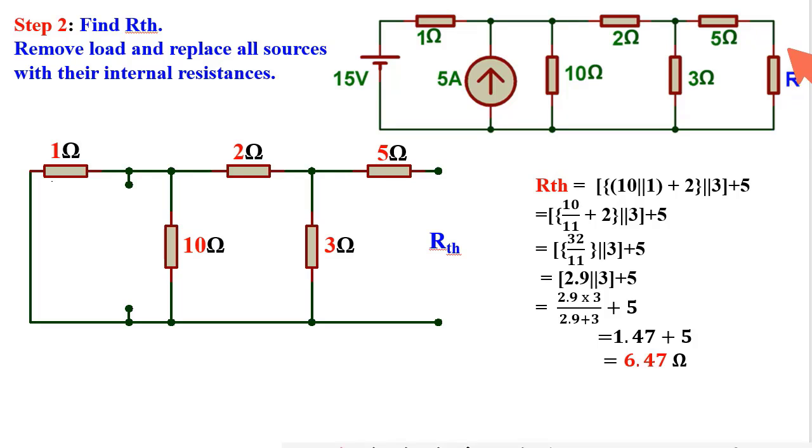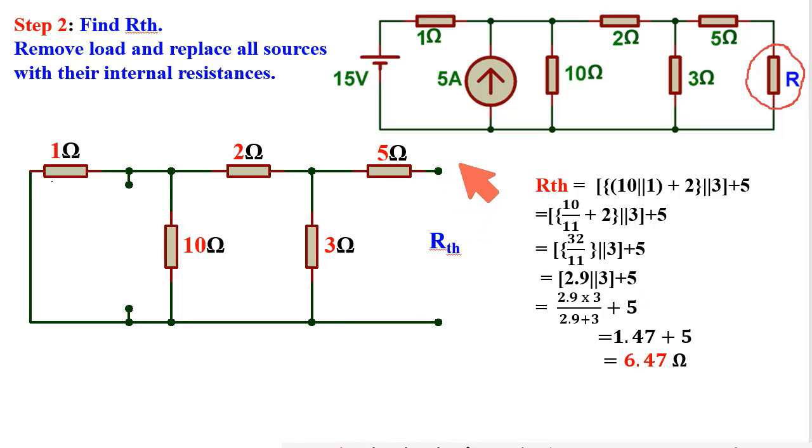Now to calculate RTH, open this load resistance. Here the sources are replaced by their internal resistance. The current source will be completely open. Voltage source will be shorted. So this is the combination, and from this resistive combination I need to calculate RTH. If it is difficult to understand which resistance is in series or which is in parallel, then we can redraw this combination of resistances in a simpler way.